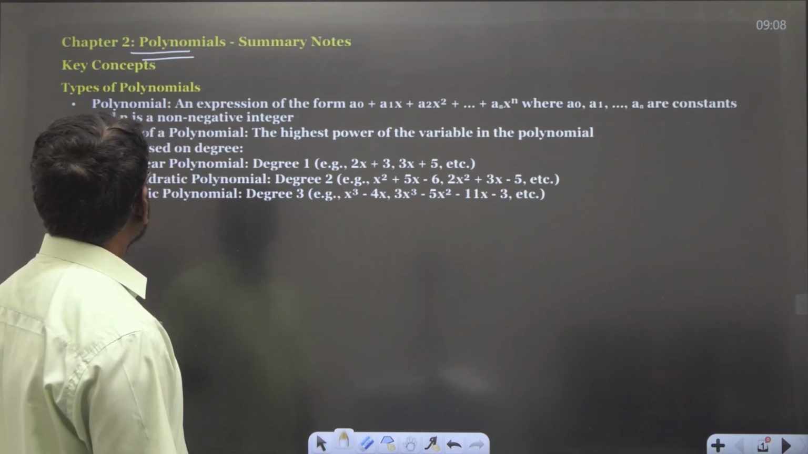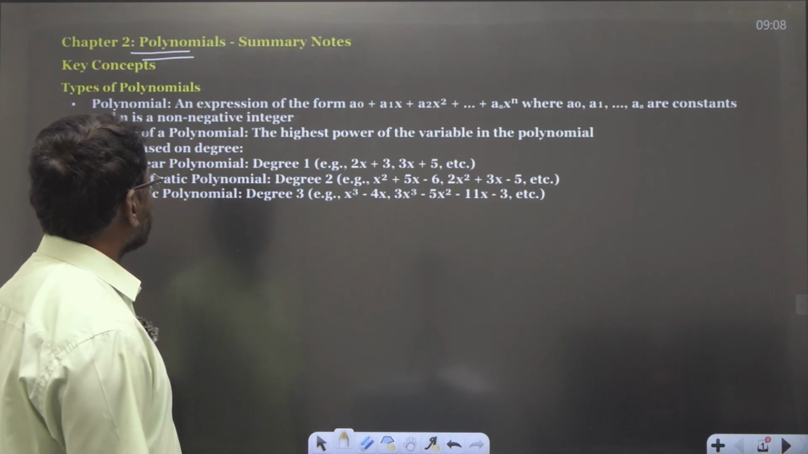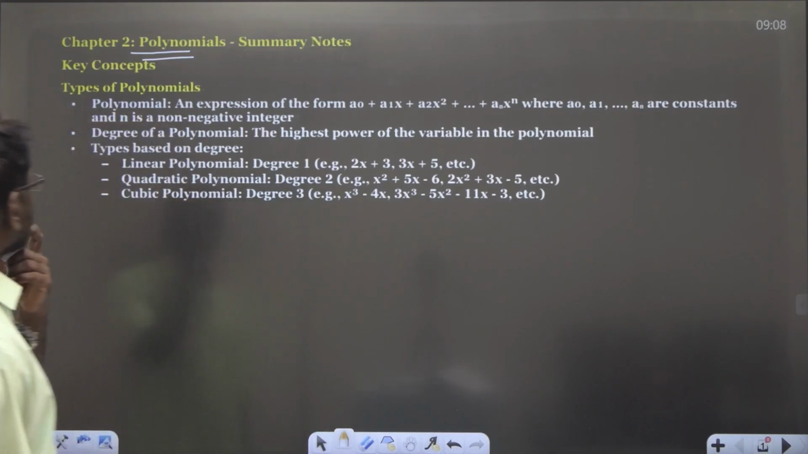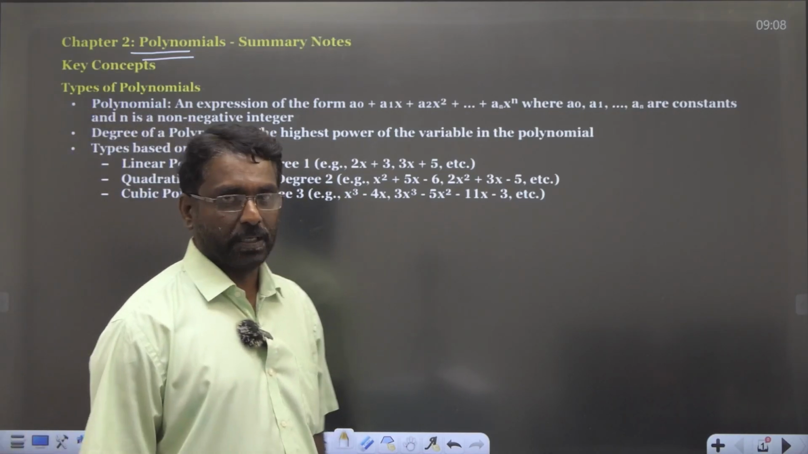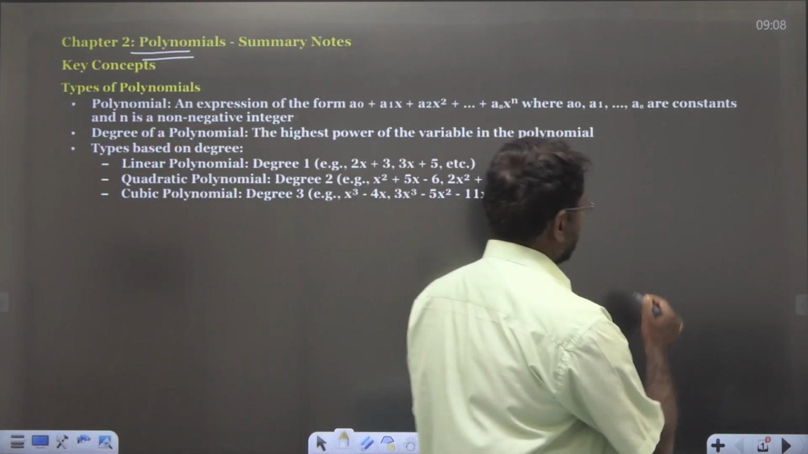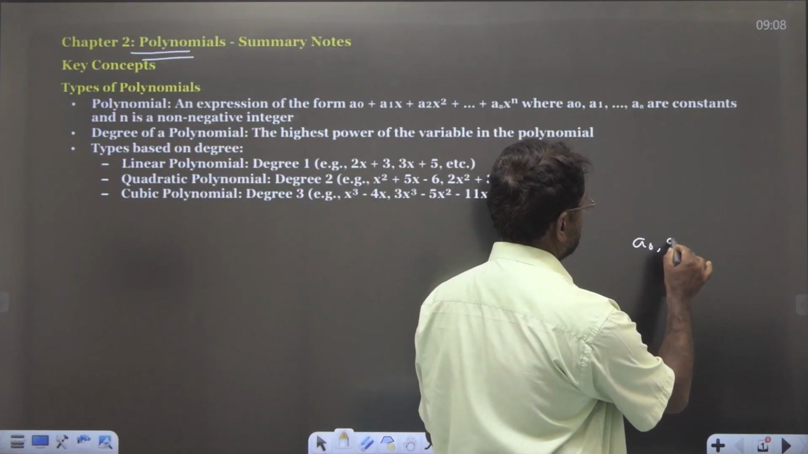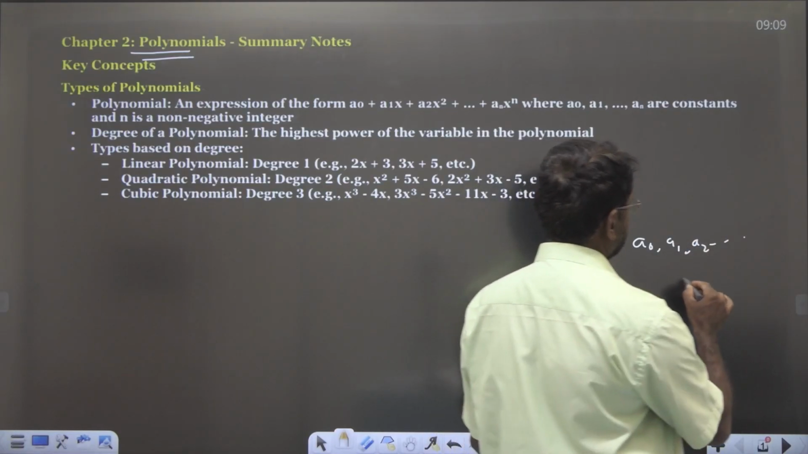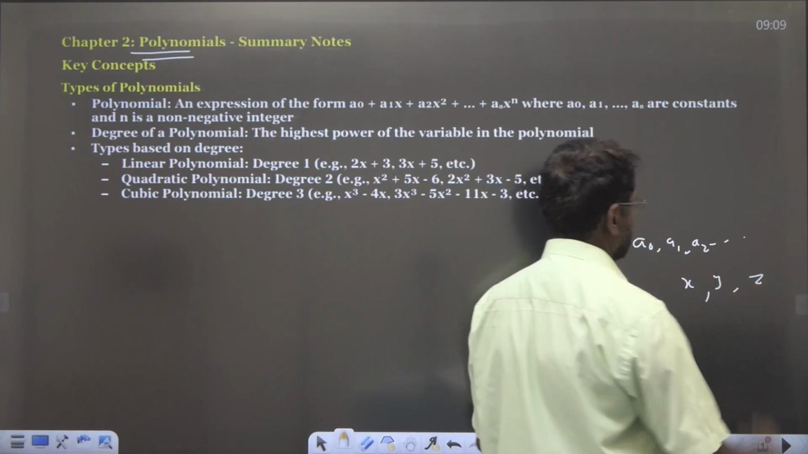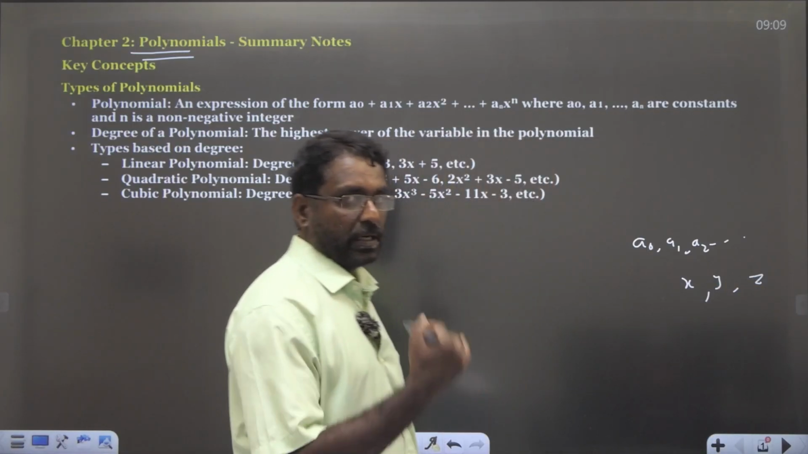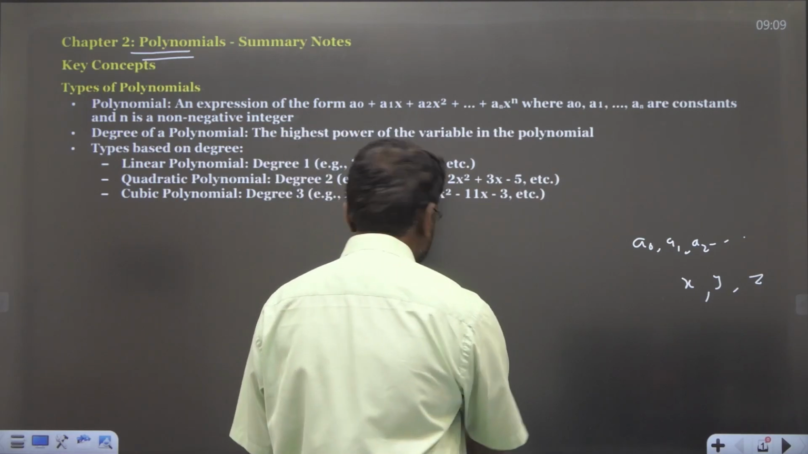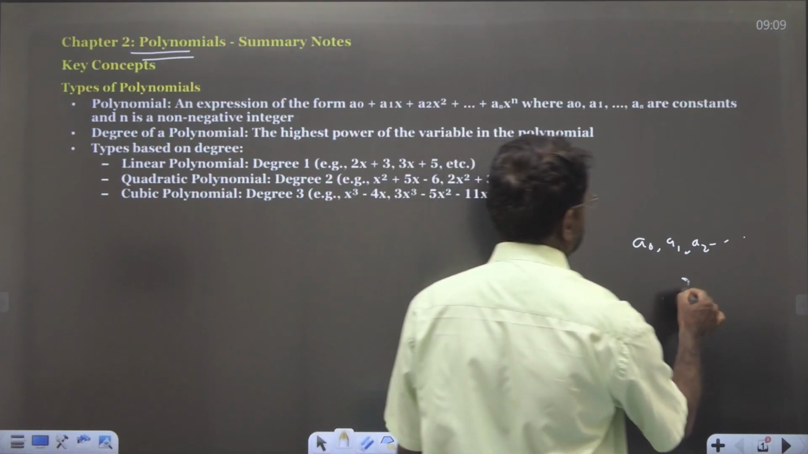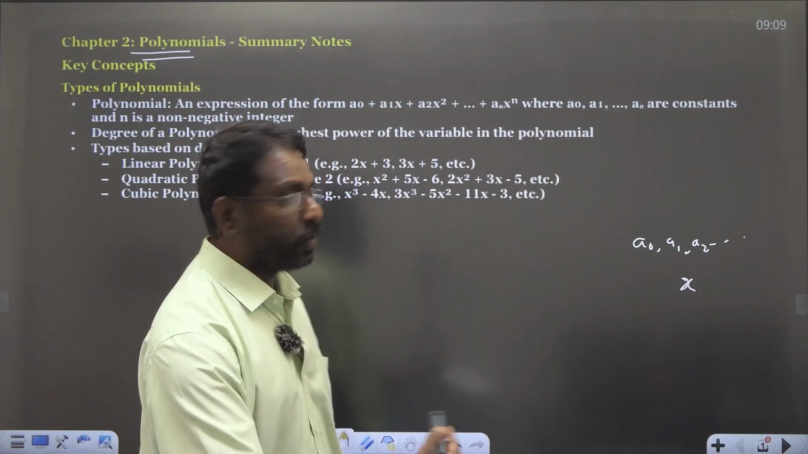Okay. Key concepts, types of polynomials. The first, our types of polynomials. Actually, what is a polynomial? A polynomial contains some constants, a0, a1, a2, etc. and variables like x, y, z, etc. But in this chapter, in our syllabus, only one variable type polynomials. That means it can be x or y or z or p or q, etc.